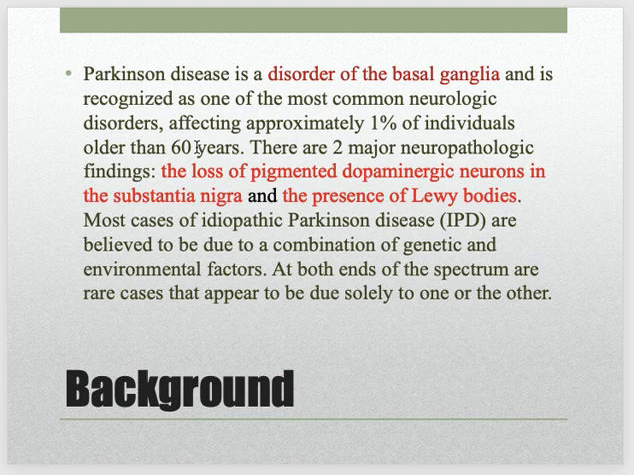Okay, so let's start discussing what is Parkinson's disease. If you can see over here, there is loss of pigmented dopaminergic neurons in the substantia nigra. So the dopaminergic neurons are fewer in the substantia nigra. Why is it called substantia nigra? Because they are black in color, okay? And there can be the presence of Lewy bodies.